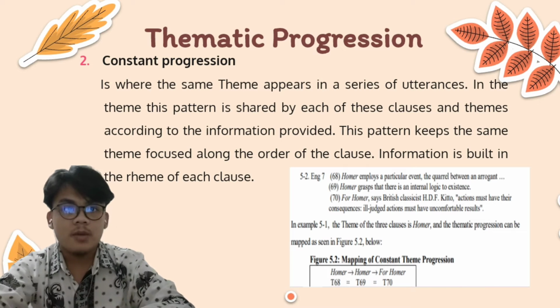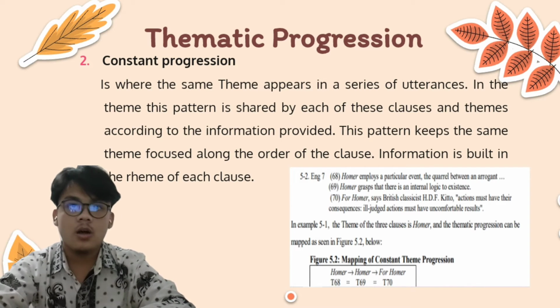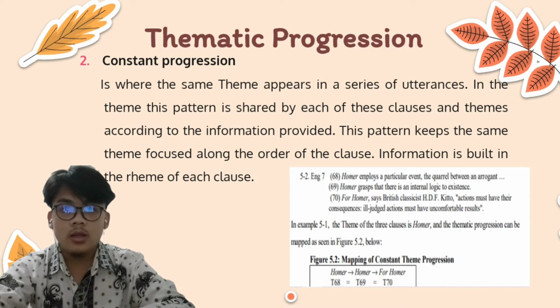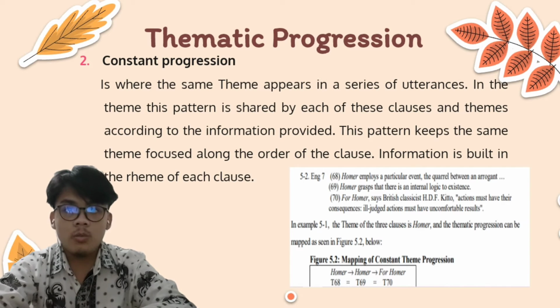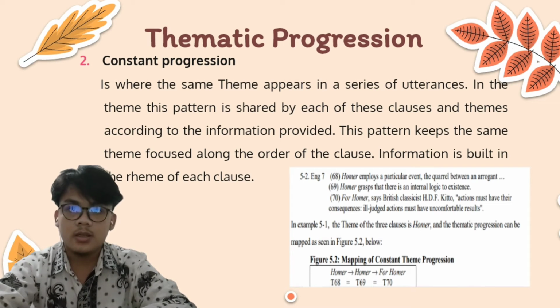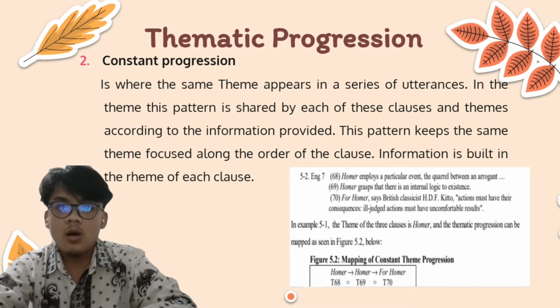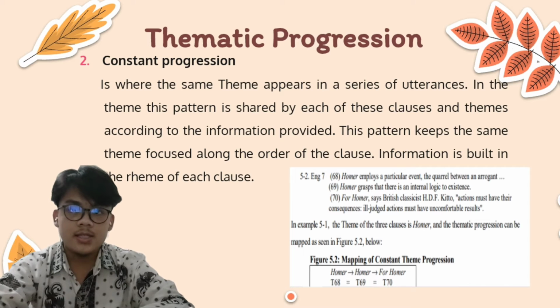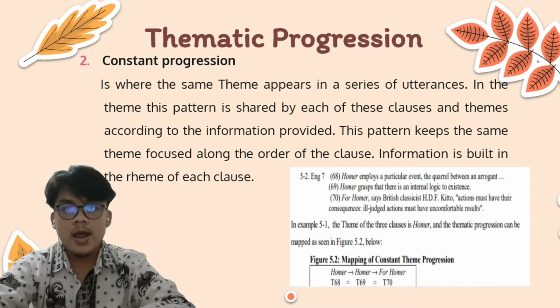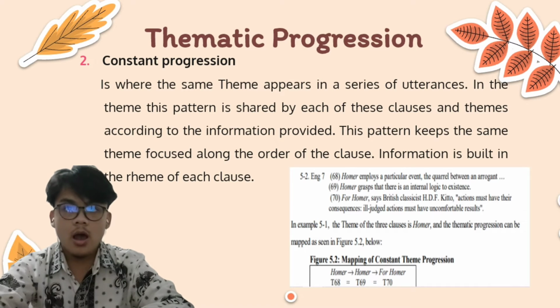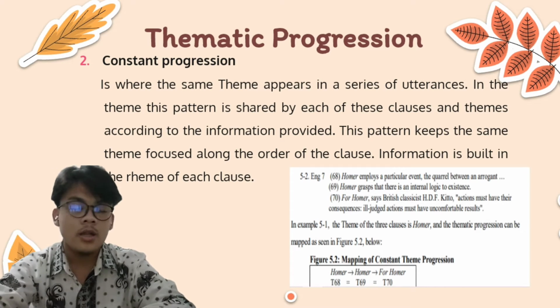These patterns keep the same themes focused along the order of the clause. Information is built in the rheme of each clause. For example, like number 68, Homer employs a particular event, the quarrel between Argan. And moving again, number 69, Homer grasped that there is an internal logic to existence. And moving again, number 70, for Homer, actions must have their consequences, actions must have uncomfortable results.